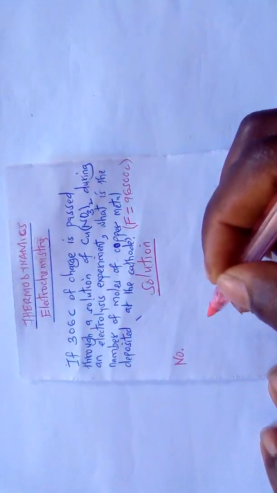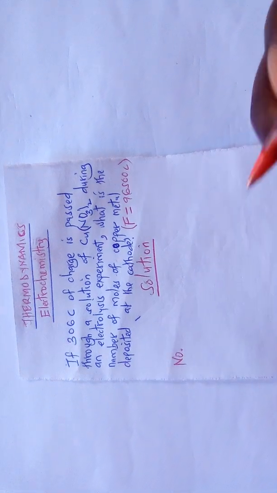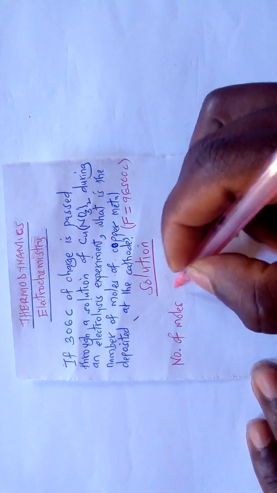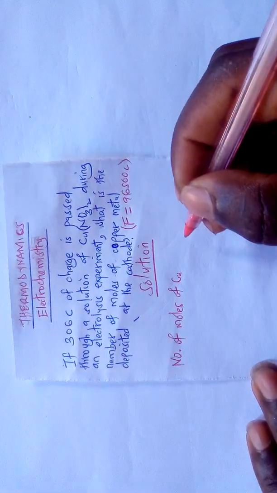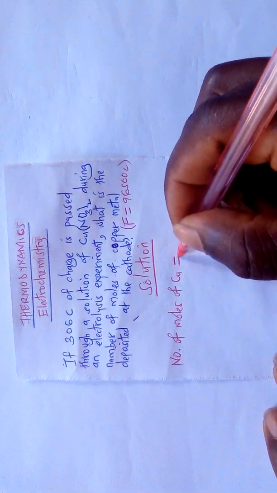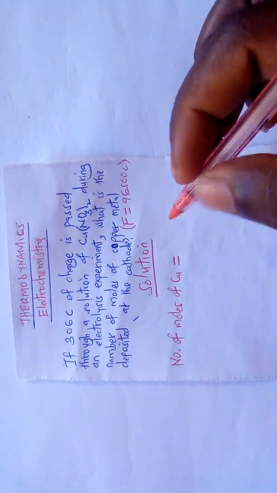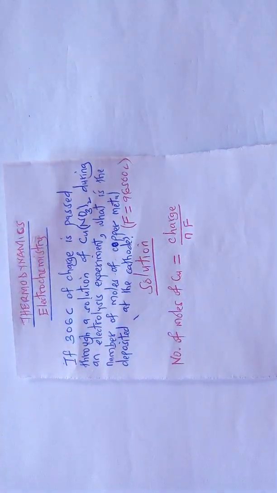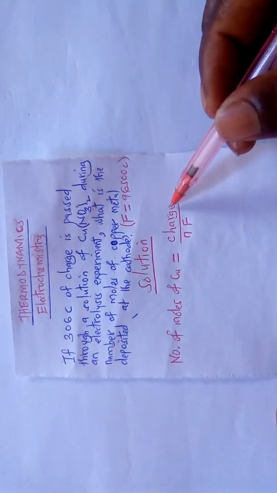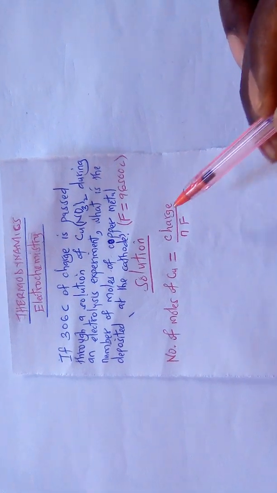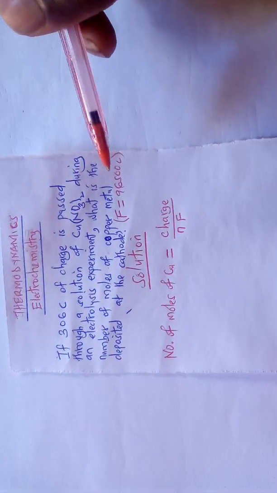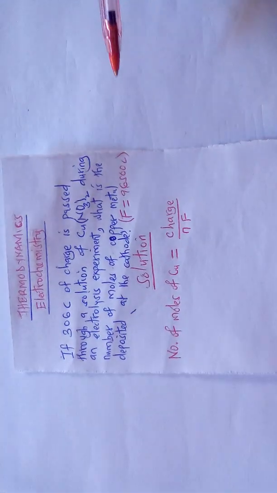When you want to get a number in chemistry, you just write "no" that way to represent a number. So, number of moles of copper metal deposited at the cathode. The formula is the charge over n times the Faraday constant. This is the formula I've come up with to enable you to answer this question as easily as possible.